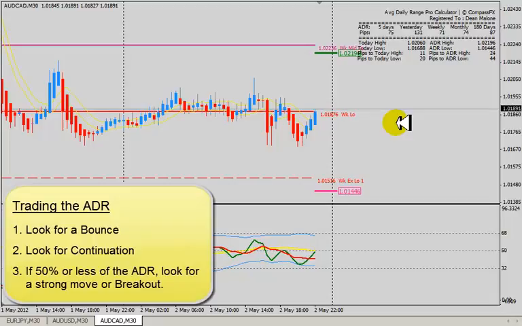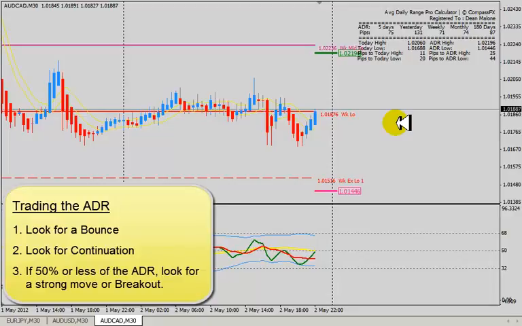What I look for is if the market makes a sideways move of 50% or less of its average daily range, the following day I look for a strong move. Not sure which direction. That's dependent upon what the market's going to show us, but I do expect a strong move. However, I have seen it where a currency pair will go sideways for 2 days, 50% of the average daily range. It'll stay tight. It won't go any further than about 50% of the average daily range. If it does that for 2 days, on that third day, look for a strong breakout.